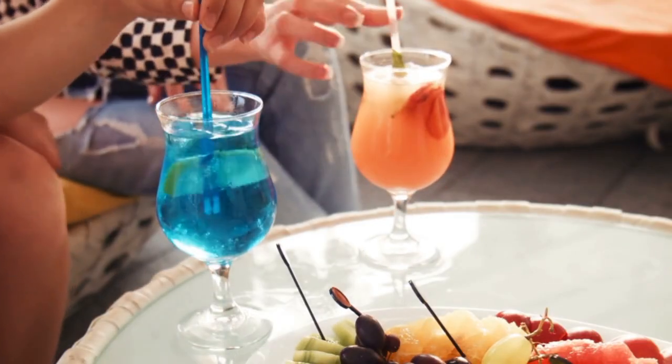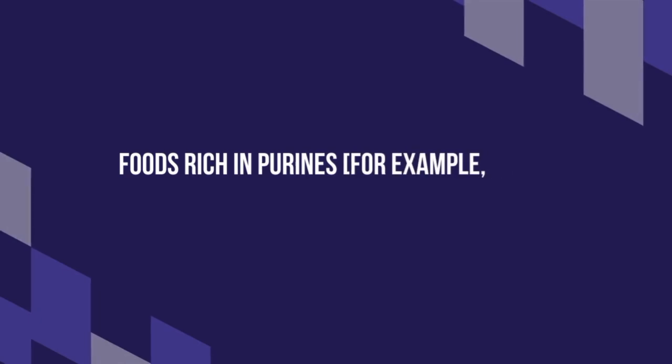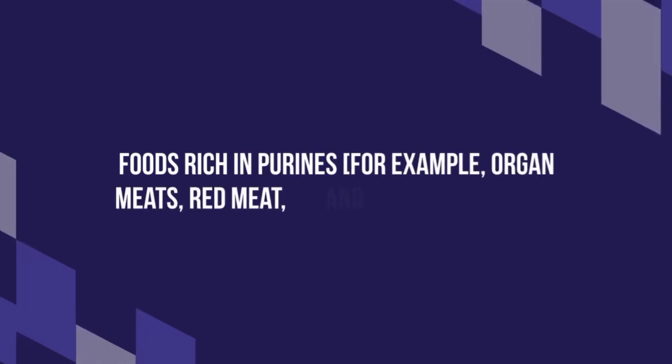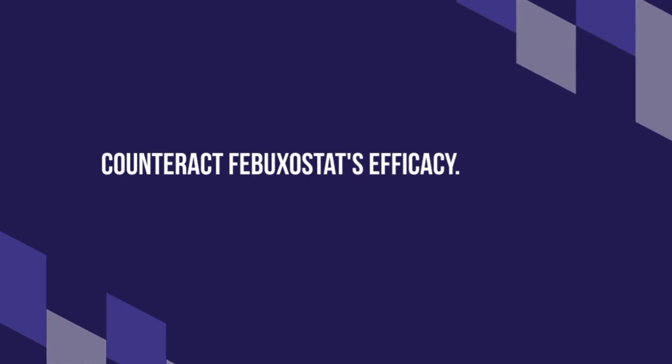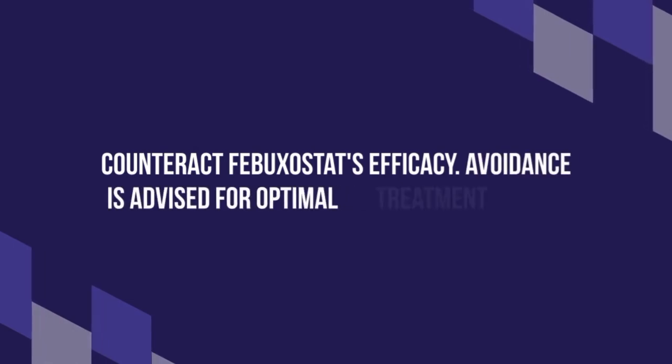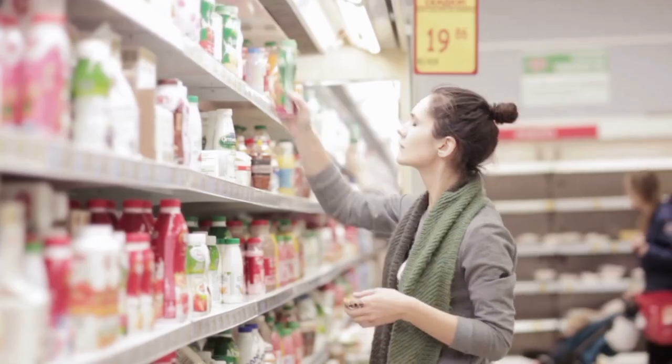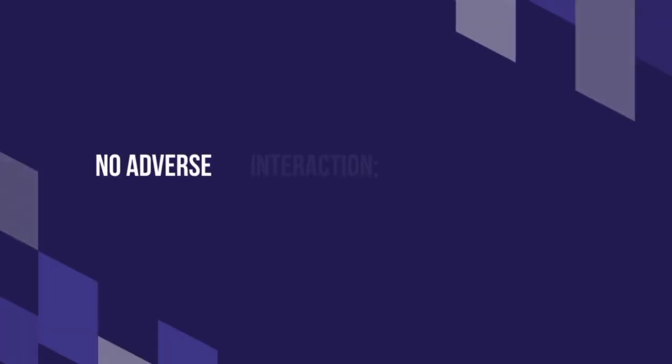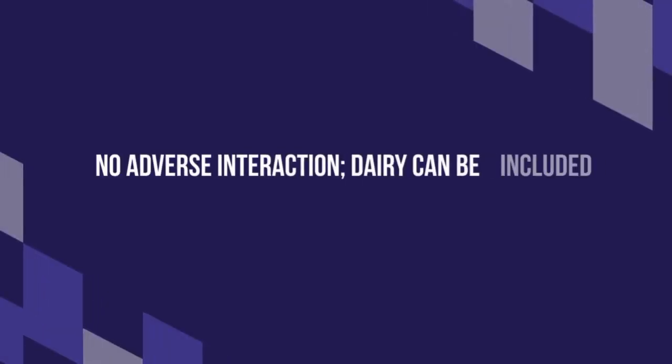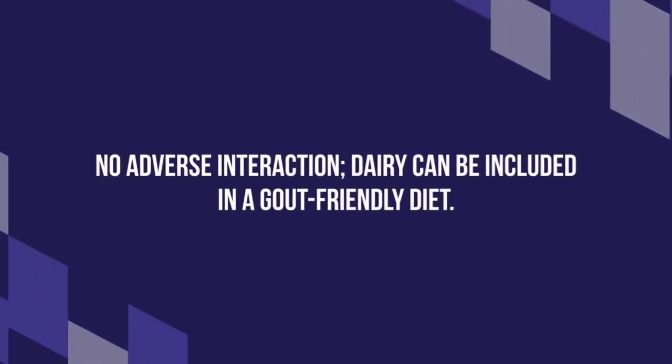High purine foods. Foods rich in purines, for example, organ meats, red meat, and certain seafood, may counteract febuxostat's efficacy. Avoidance is advised for optimal treatment outcomes. Dairy products. No adverse interaction. Dairy can be included in a gout-friendly diet.